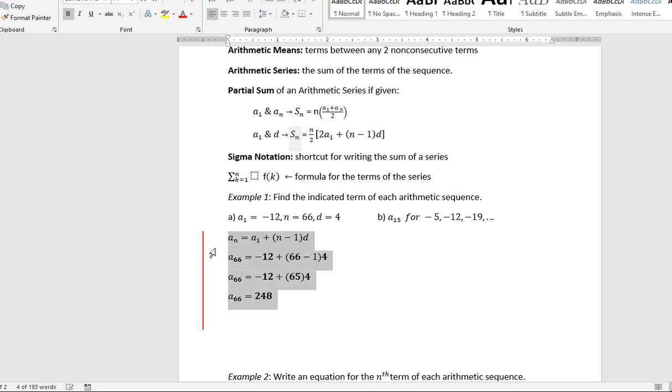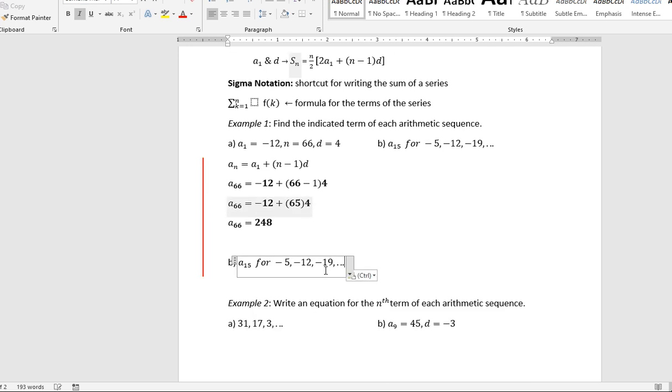So I wonder if I don't think I can. I'm going to leave it like that. So the impact round. Then if we go over to part B, I'm going to do it right here. Here we're given a sub 15, and we have a sequence, negative 5, 12, negative 19.